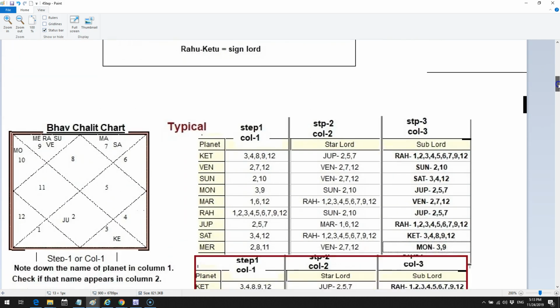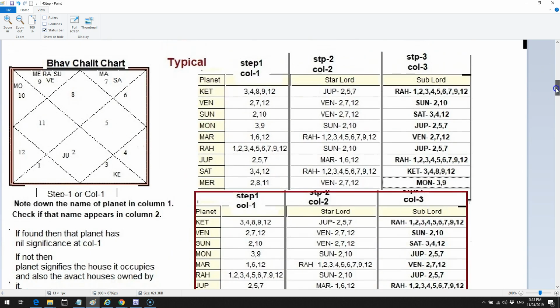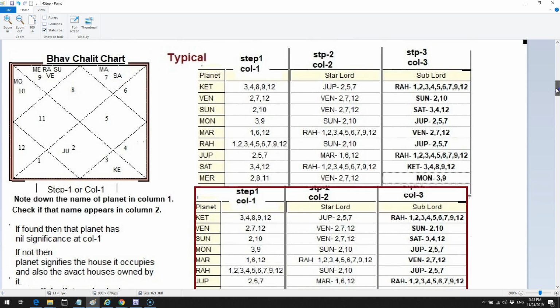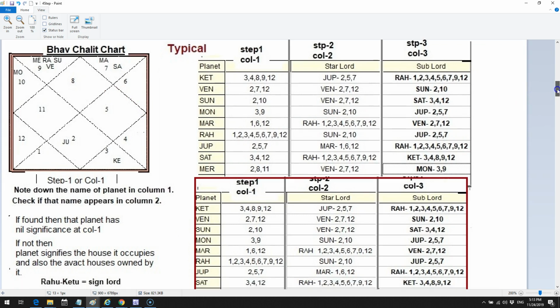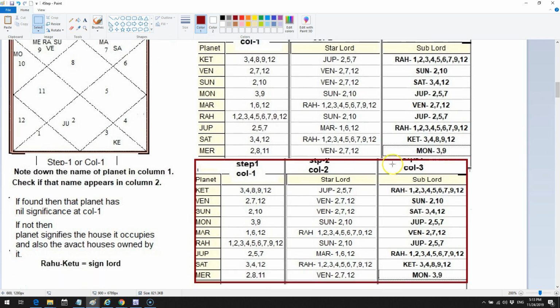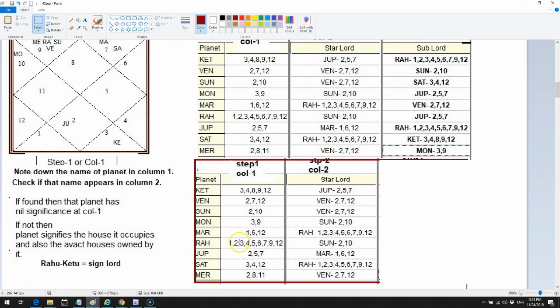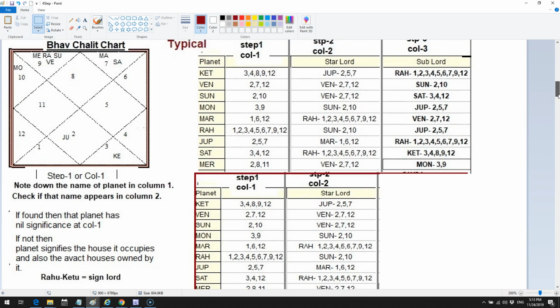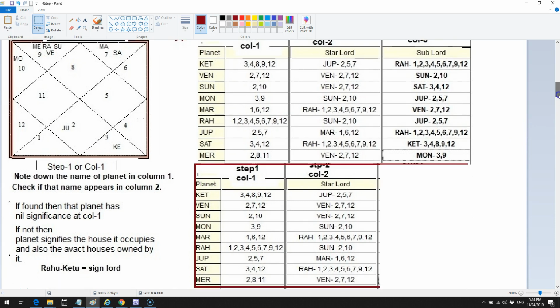So now, since we are just concerned with learning step 1 and step 2, I am going to remove column 3 right now, just to make things a little simpler. Let's remove column 3. Right now we'll just focus on column 1 and column 2, or we call it step 1 and step 2.